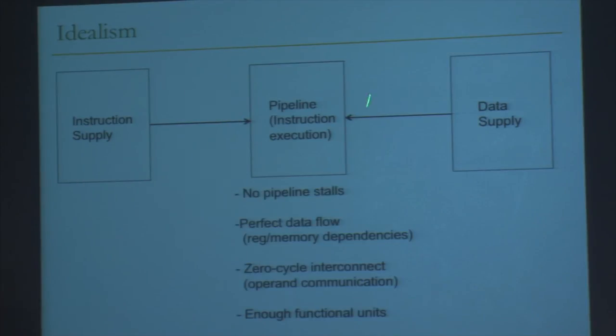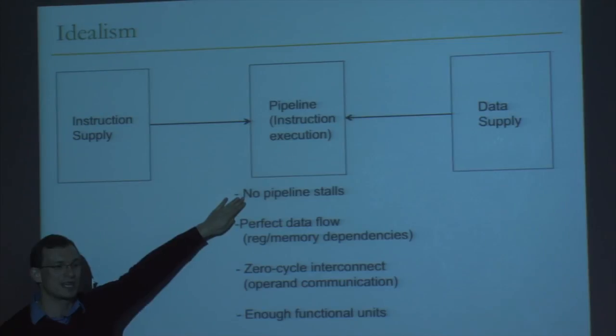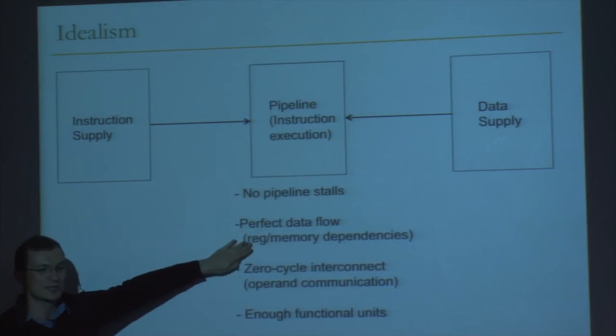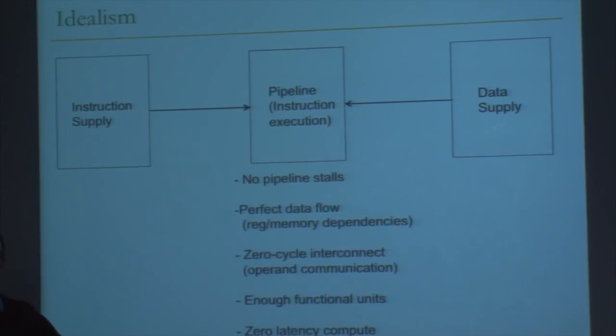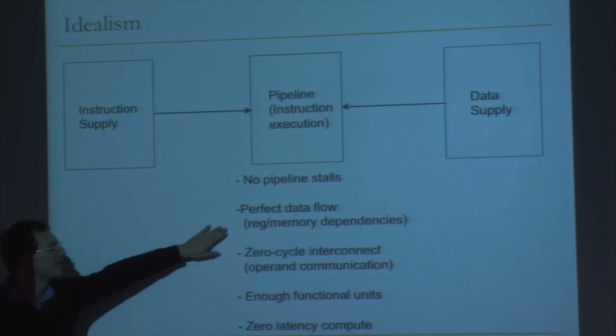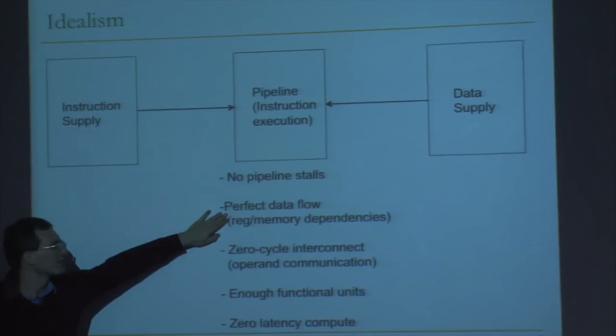We've covered so far in this course the pipeline part of it, right? As much as possible. We've talked about many different ways of minimizing pipeline stalls. Ideally, you would like to get no pipeline stalls. Ideally, you would like to have perfect data flow, right? You'd like to figure out the data dependencies, and things will execute right away when their inputs are ready.